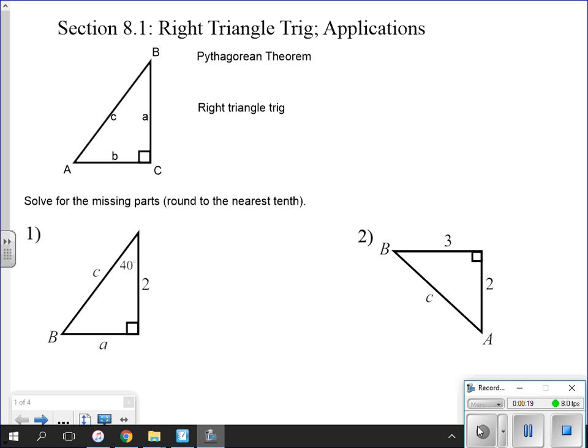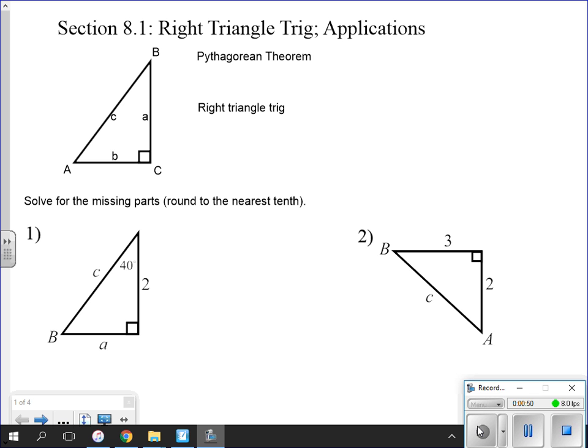Vertices A, B, and C. C is the right angle, and side lengths a, b, and c. The side lengths are opposite. Notice the vertices are all in capitals, and the side lengths are all in lowercase, and they're always opposite each other. Side a is opposite angle A, side b is opposite angle B, side c is opposite angle C. So C is always the right angle. That means side c is always the hypotenuse.